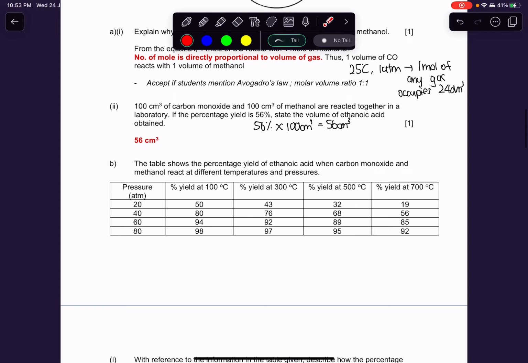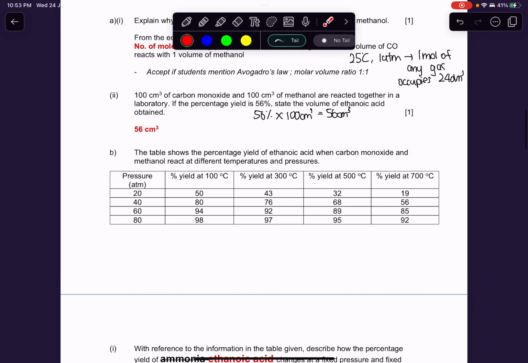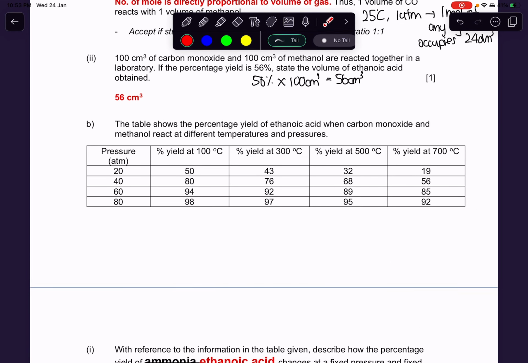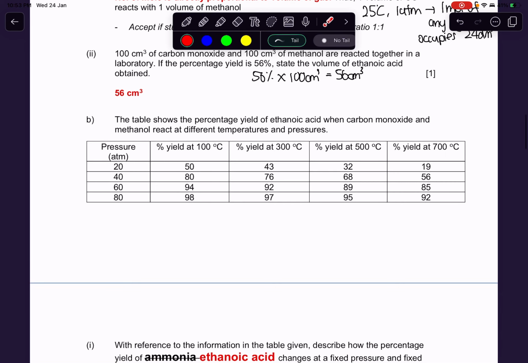Okay, next question. Part B. The table shows percentage yield of ethanoic acid when carbon monoxide and methanol react at different temperatures and pressures. First, when you see this kind of question, look at the general trend. I noticed that for my temperatures, they are increasing left to right, pressure is increasing top to bottom. Because you have two variables changing, it's very difficult to observe any pattern. So first, you can just have a glance across either side.